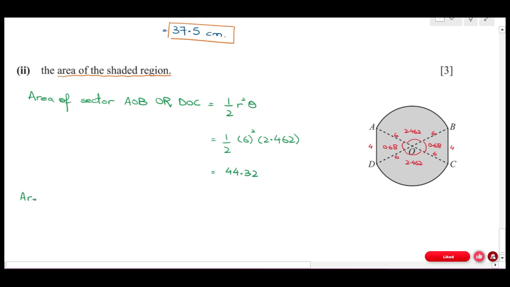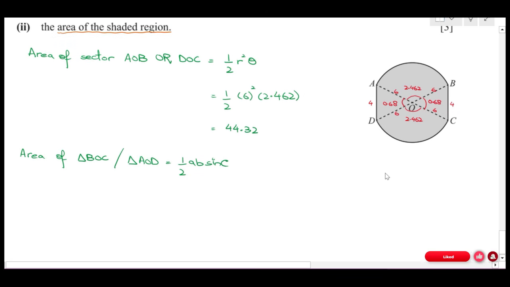Now area of a triangle, area of triangle BOC, or the triangle AOD, which is half ab sine C. This formula we have to use for the area of the triangles, right? Because they are not right angle triangles. For a right angle triangle, we use the other formula, half base times height, right? Okay, so we have half the two sides, 6, 6, and sine of the angle between them. 6 times 6 times sine of 0.68. This is the angle in radians, keep it in mind.